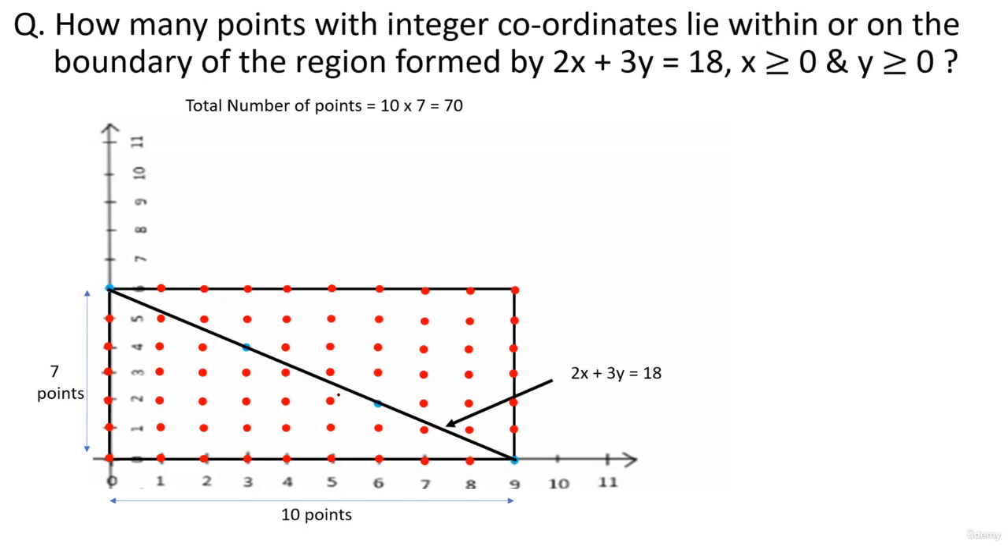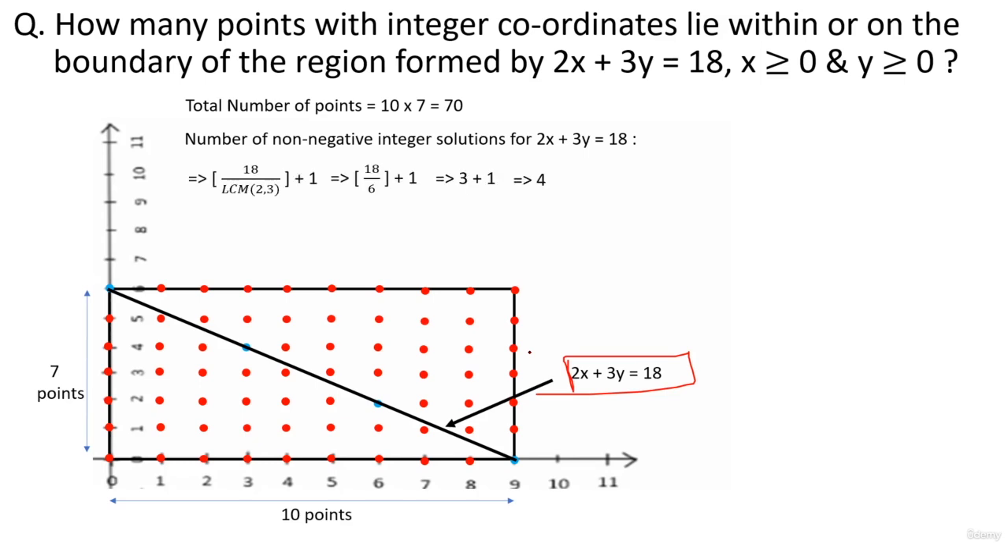On this line 2x plus 3y equals 18, I can see 4 points in the diagram, but when you are actually solving the question, you don't need to draw the entire thing, you just need to visualize this in your mind. To calculate the number of points lying on the line 2x plus 3y equals 18, we will use one concept we have seen in special equations, at the start of this module. Whenever you have ax plus by equals k, the number of points with non-negative integral coordinates lying on this line, or the number of non-negative integral solutions for the equation, we had a formula: k divided by LCM of a and b, plus 1.